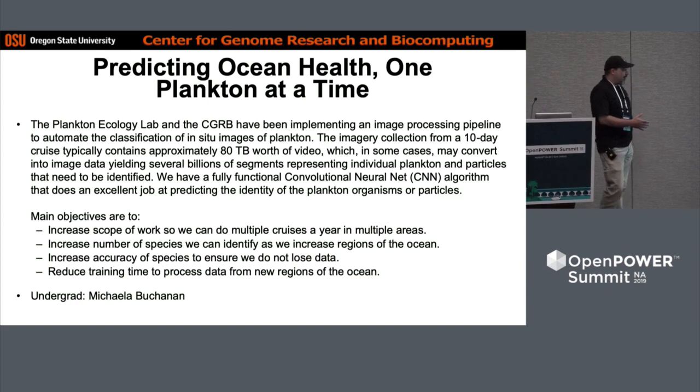Our objectives are really to change the scope of work that we could do, increase the number of species, increase our accuracy, and reduce training time. And the training time one is the big one. It was taking us about a month to train on the x86 on the PCIe, and we've reduced that down to about 7 days. So that was a huge step for us because now we can fit into the limits on some of the cloud services for time allocation.